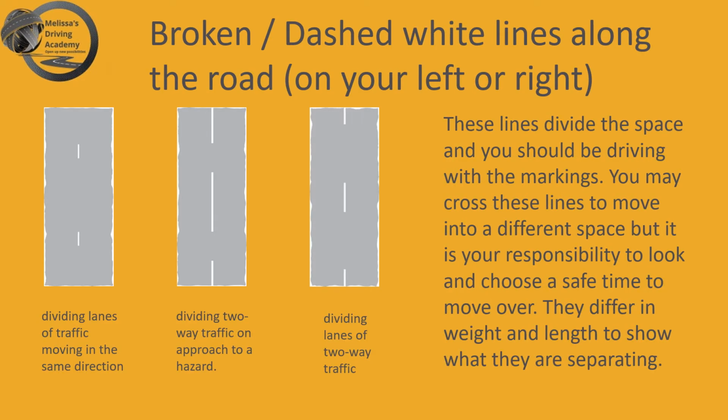Broken lines are most often used to separate lanes of traffic. This could be traffic that is travelling in opposite directions, or to create lanes of traffic that are travelling in the same direction. The length and weight of these lines tell you which one of these it is. Longer lines with shorter gaps between them are used to highlight stretches of road where there is a hazard, and it's even more important to keep within that marked lane.